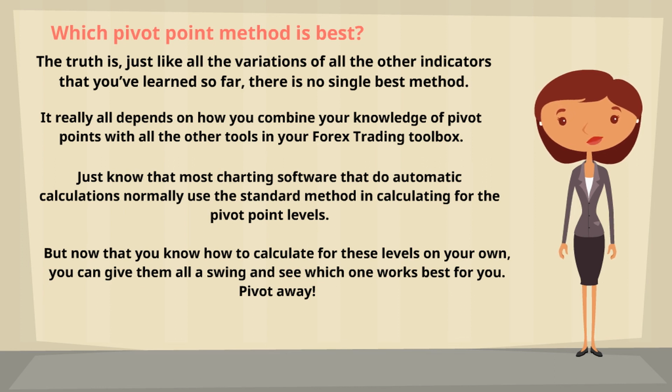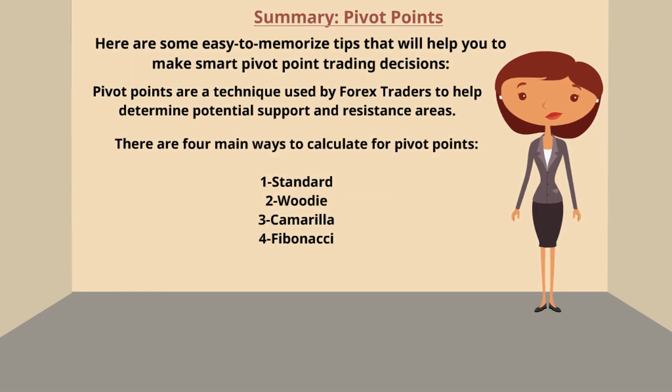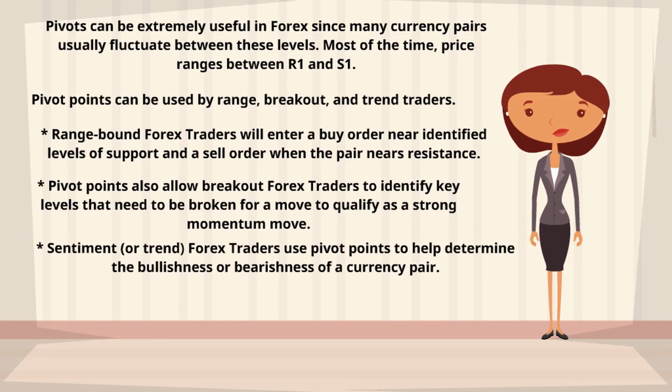Pivot away. Let's discuss the summary of pivot points. Here are some easy to memorize tips that will help you to make smart pivot point trading decisions. Pivot points are a technique used by Forex traders to help determine potential support and resistance areas. There are 4 main ways to calculate pivot points. First is standard. Second is Woody. Third is Camarilla. And fourth is Fibonacci. Pivots can be extremely useful in Forex since many currency pairs usually fluctuate between these levels. Most of the time, price ranges between R1 and S1.